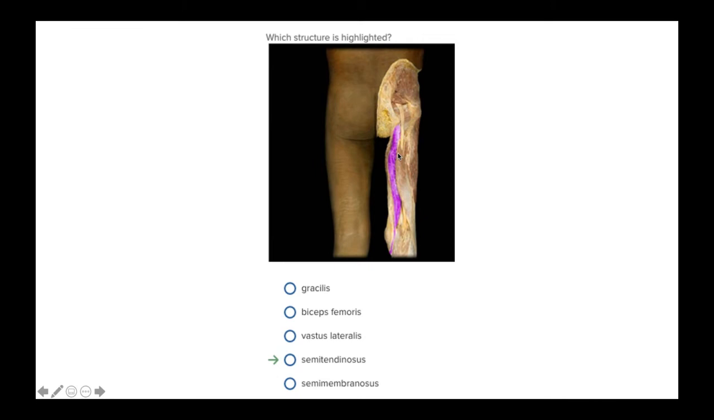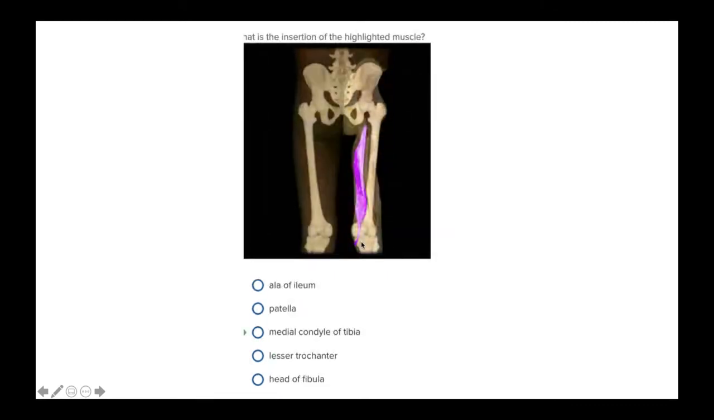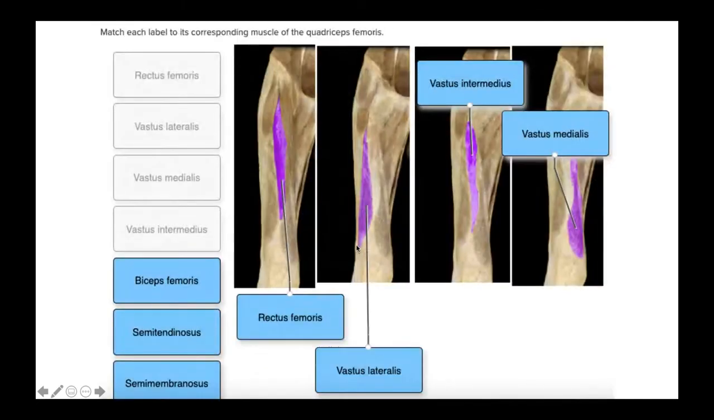Now the other two hamstrings are the semitendinosus and semimembranosus. When you look at the choices, semimembranosus has the M for more medial, and semitendinosus is more lateral to it. So it originates on the ischial tuberosity and inserts all the way down here on the tibial condyle on the inside. So it's the medial condyle of the tibia that would be the insertion of the semitendinosus.